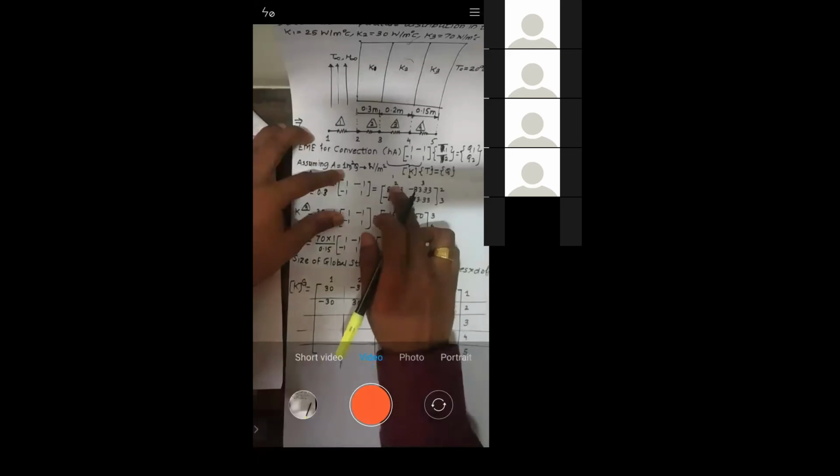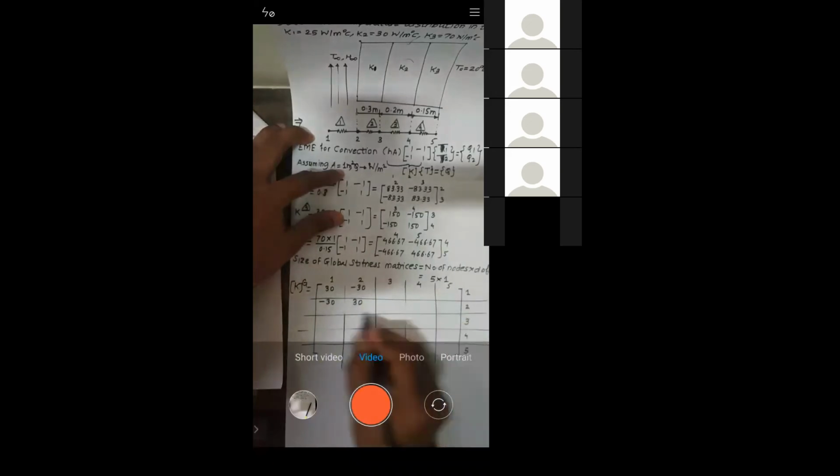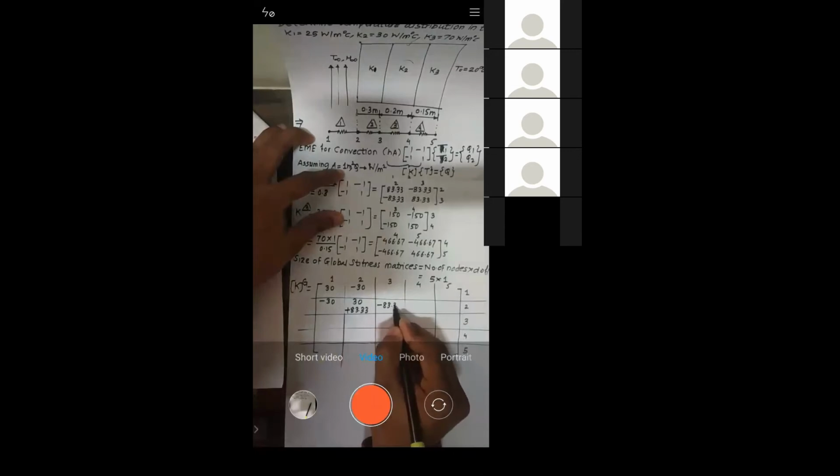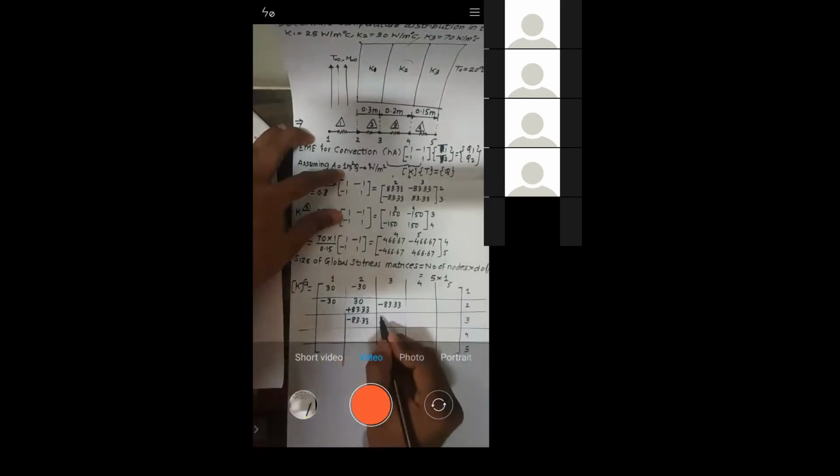Now go for the stiffness matrix of element number 2. It is again straightforward: 2 3, 2 3. So we need to start from 2 2. At 2 2 we should write down 83.33, minus 83.33, minus 83.33 and 83.33. Is it okay?